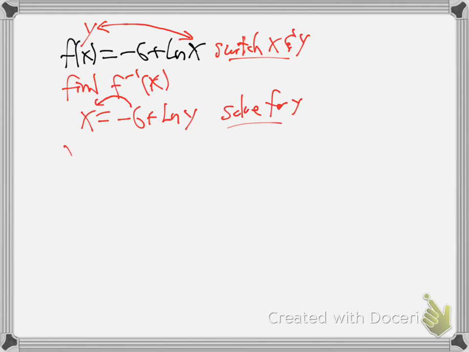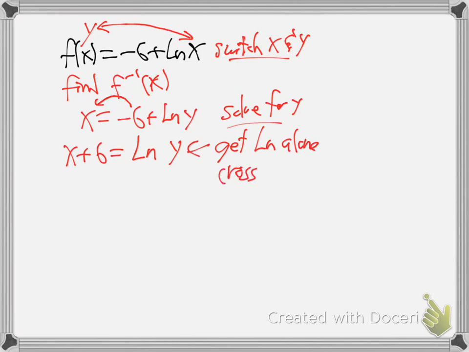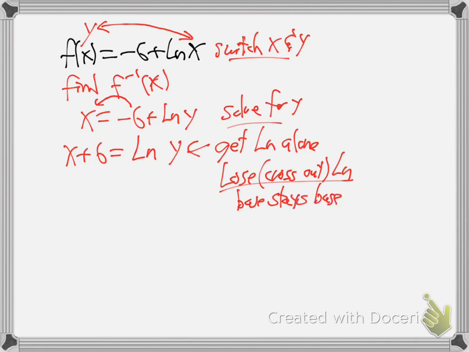First, we add that 6 over. Are we good up to there? Get that natural log alone. So you get the ln alone, and then you cross out or lose the log. Lose it, cross out the ln. And what happens when you lose or cross out the ln? Base stays the base.